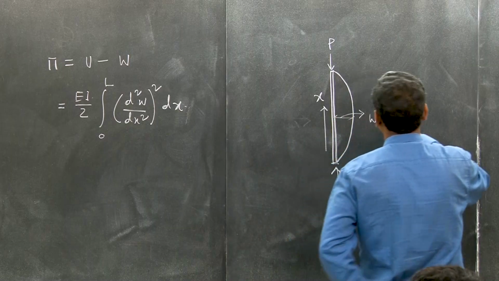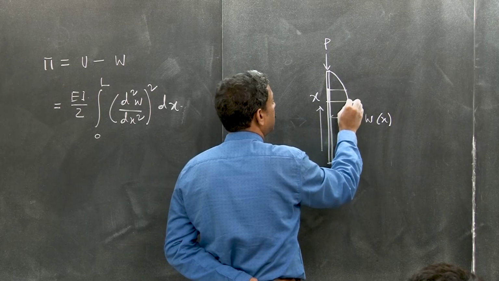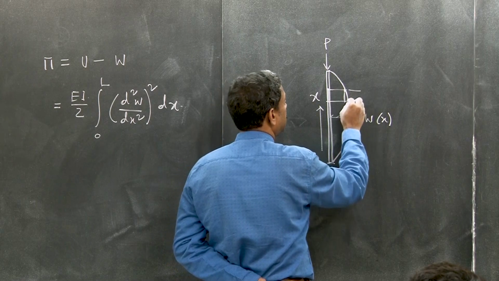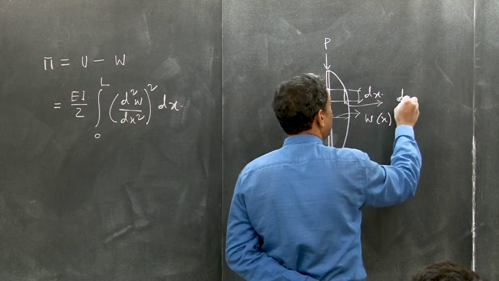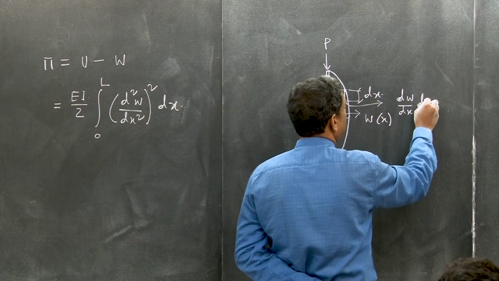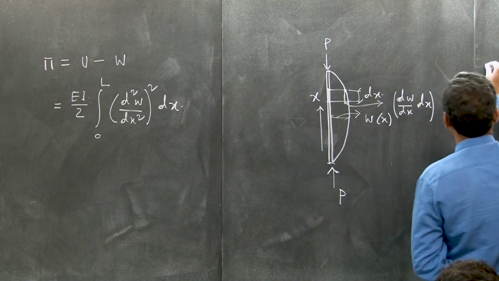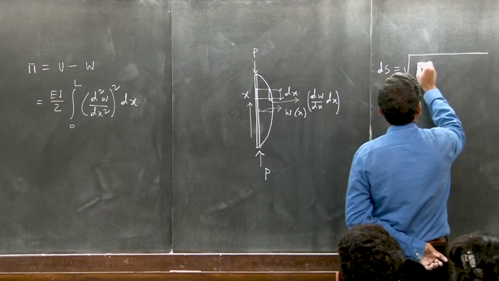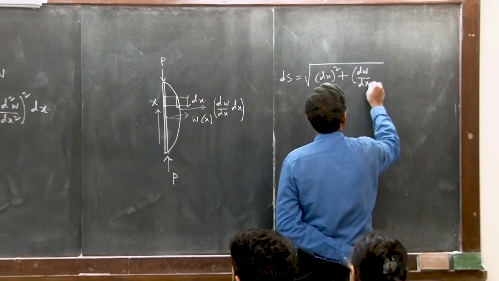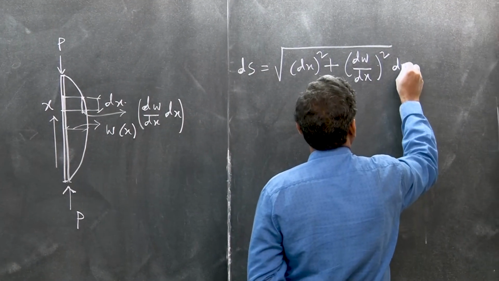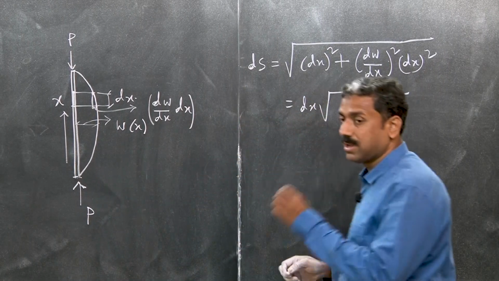Now, you see I am considering a simple stub over here of length dx. When it is deforming, this is dx, and this one is nothing but dw/dx times dx. So the length of this chord is nothing but the square root of dx squared plus (dw/dx)² into dx squared. You understand what I am doing, right?